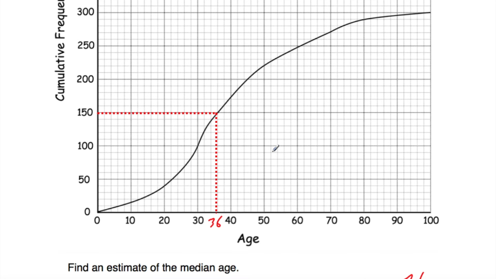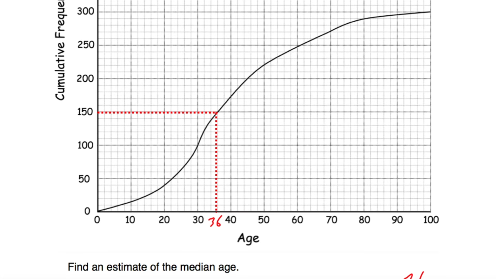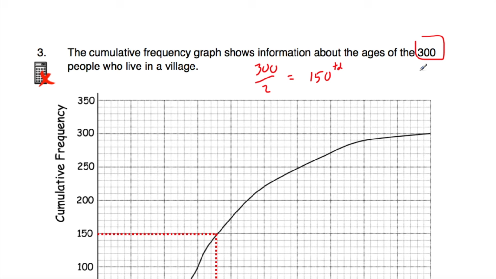So we don't actually have the real ages of the people, because if we did have all 300 ages, we would have written down all 300 numbers, crossed them all out, and got to the middle number. And the middle number would actually have been in between the 150th and 151st person. It would be the 150.5th person. And if we had the actual ages, that's the person we would have gone for.